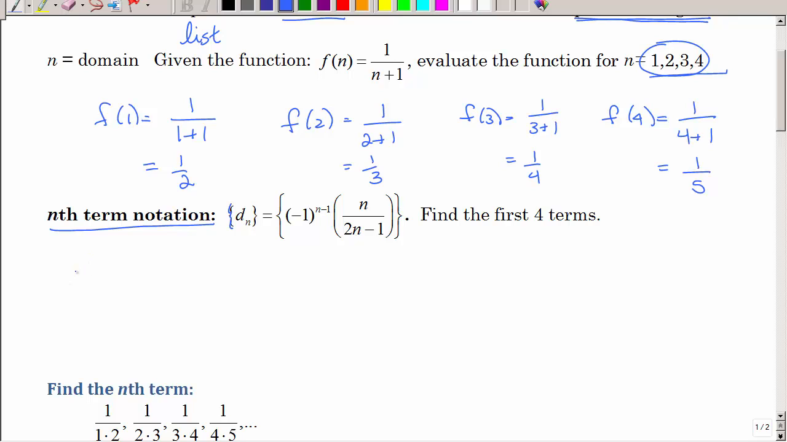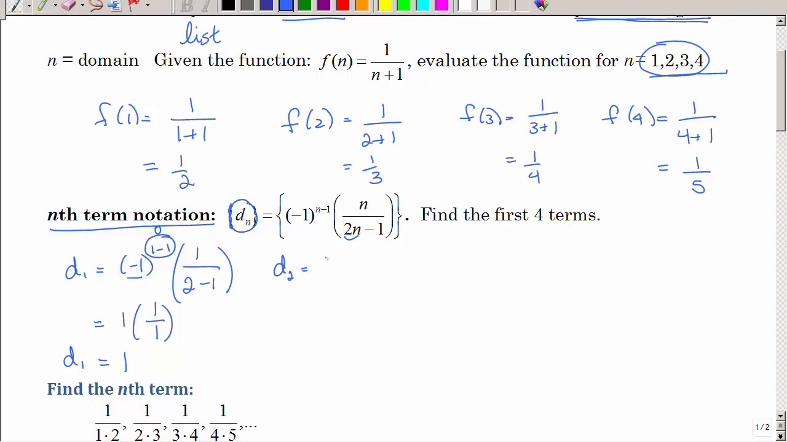So for the first term, n is going to be 1. We're going to use those subscripts: d sub 1 equals -1 to the 1 minus 1, times 1 over 2 times 1 minus 1. What's going to happen with this exponent? That's going to be 0. Anything, a base raised to the 0 power, is +1, so that's going to be +1, and that's going to be 1 over 1, which is 1. So the first term is 1.